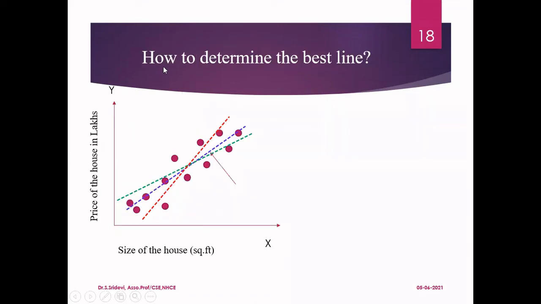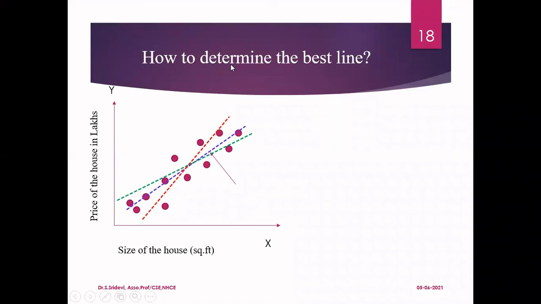Now our aim is to find a straight line that passes through the points. For the given set of points, you can draw the straight line in many ways. I can draw one line as given by the blue color, or another line as given by the green color, or another as given by the red color. There are so many ways I can draw this straight line.